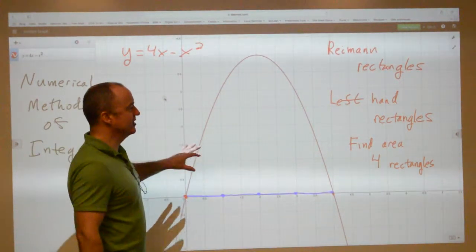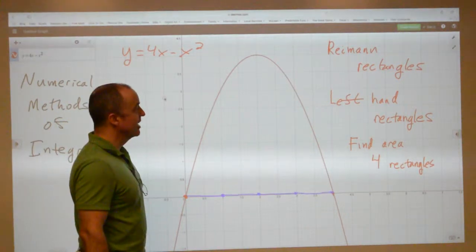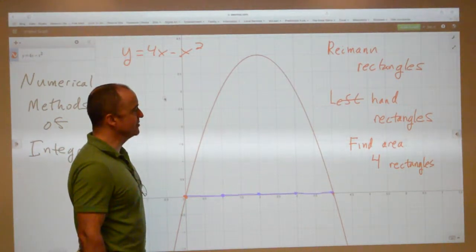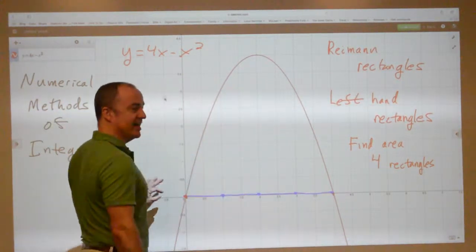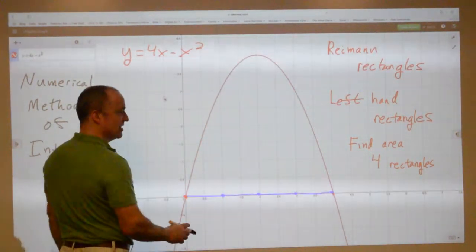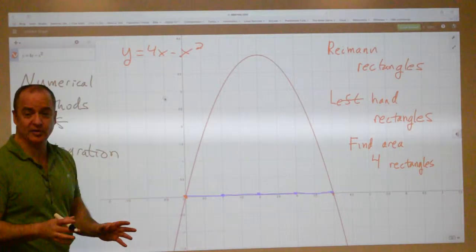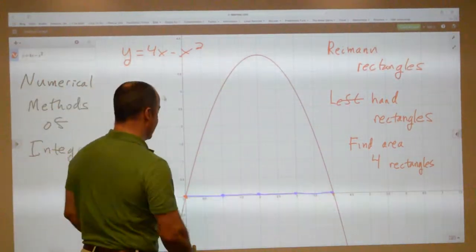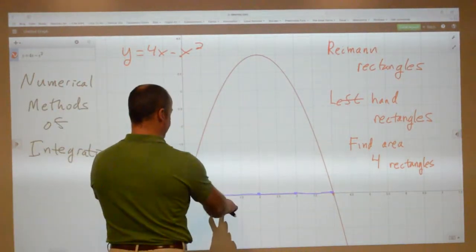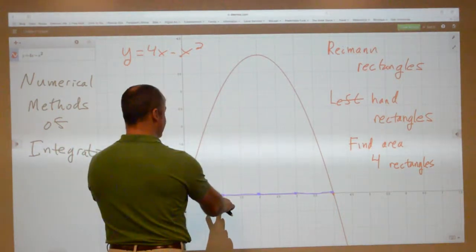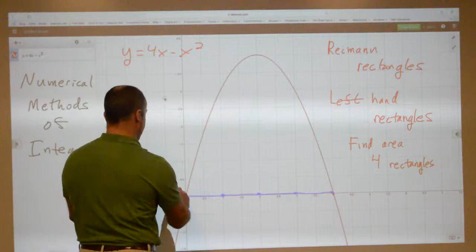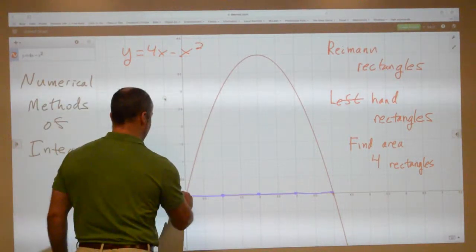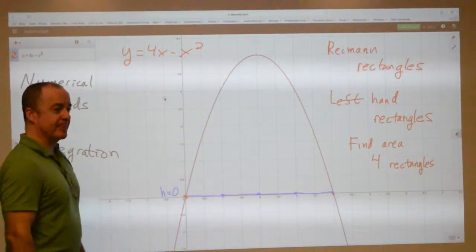Now, we have to pick a height for these. If you're told to find a left-handed area, okay, then you have to pick the height of the rectangle based on the y value to the left. Okay, this can get a little bit weird sometimes. You don't actually want to overthink this. You just kind of want to process it. Like, okay, this is the base of a rectangle. At the left side of this rectangle, what is your y value? 0. So this first rectangle has a height of 0.